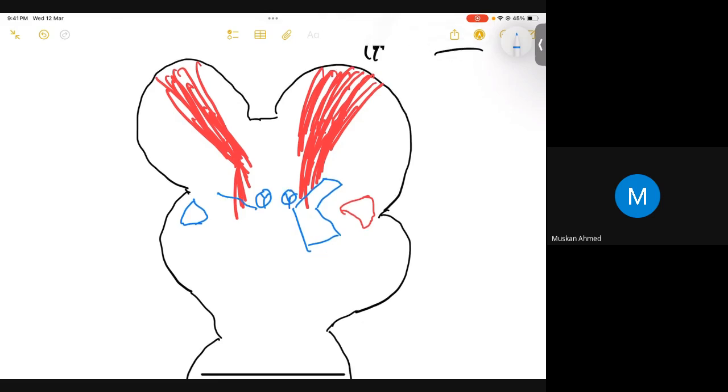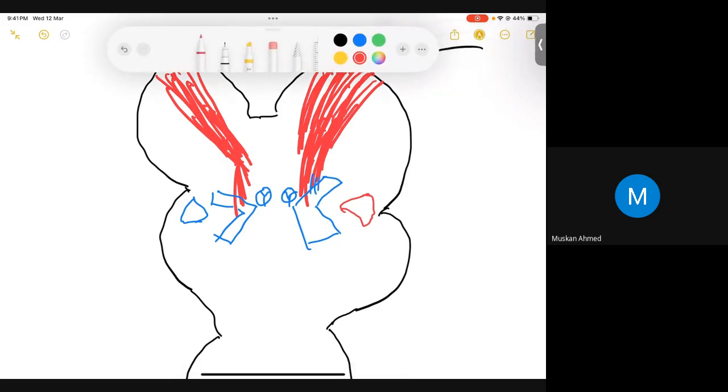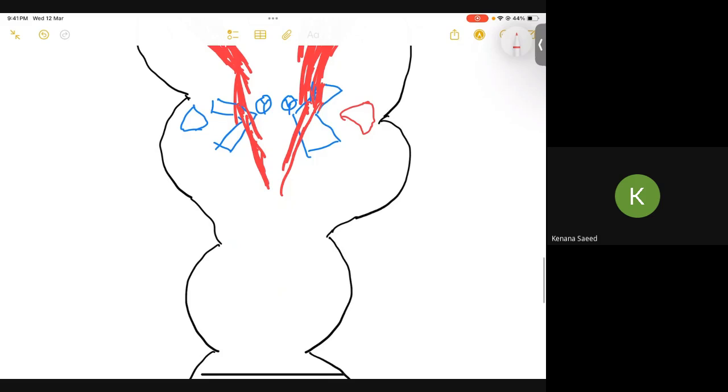And again, we have our internal capsule. These fibers are going to pass through the posterior limb of internal capsule. Remember, posterior limb of internal capsule, and they are going to come down like that. Here they are going to form the crus cerebri, the big pillars which attach your brain stem with your cerebrum. All of these fibers are going to come through that.